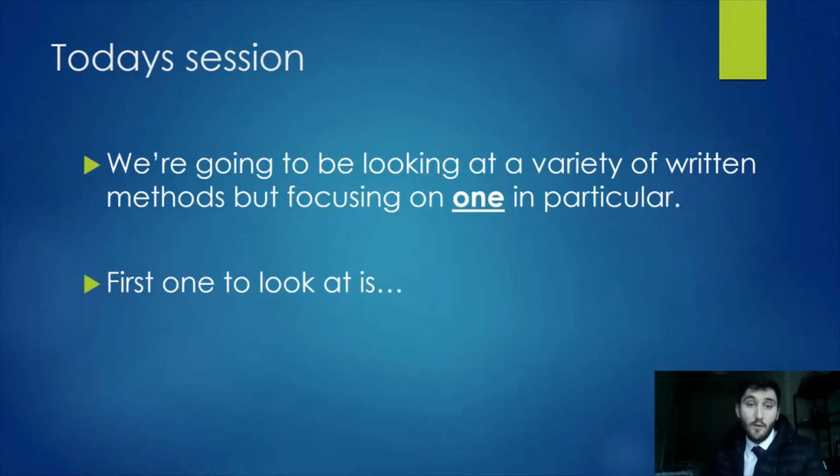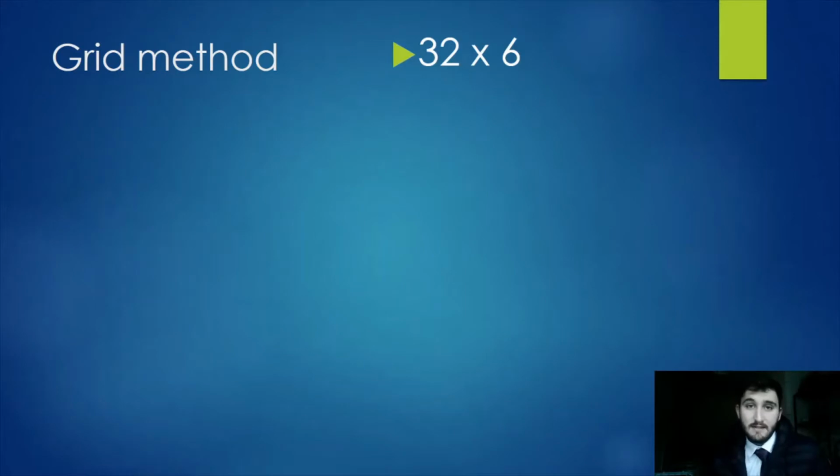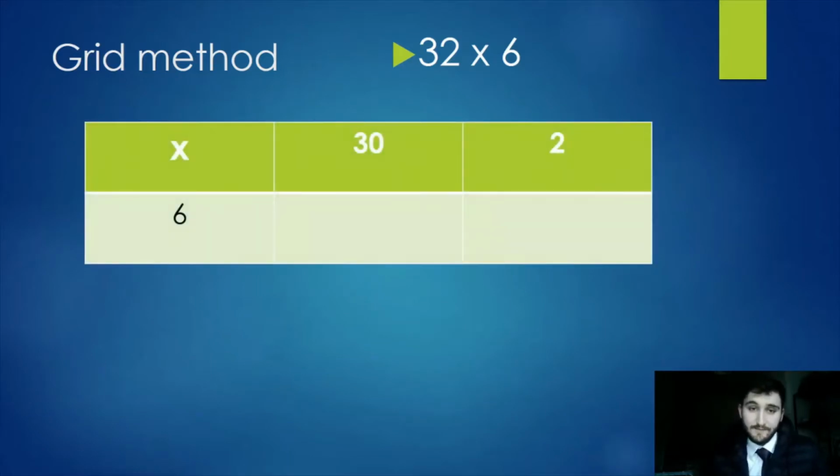Now, in today's session, we're going to be looking at a variety of written methods, but we're just going to be focusing on one in particular. So the first one that we're going to look at is the grid method. Now, I'm sure that in year 3 you will have done this. So our grid method looks a little bit like this. Always at the top left, we have what we're going to be doing to the problem. So we are going to be multiplying it, or timesing it, so we put that at the top left of our grid. And then I put my 30, so I partition it into my 10s and my 1s. So I've got 32 multiplied by 6.